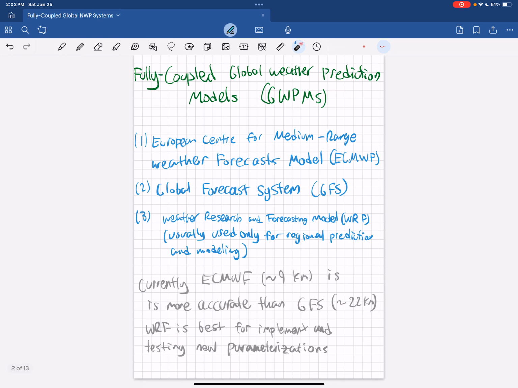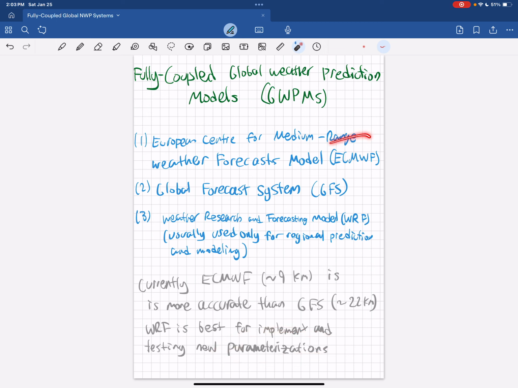This one is mainly used for regional prediction. It's kind of a simple numerical model with a lot of the more updated parameterizations and things like that, and it's best for implementing and testing the new parameterizations. What is a parameterization? I'll talk about it in a little bit.